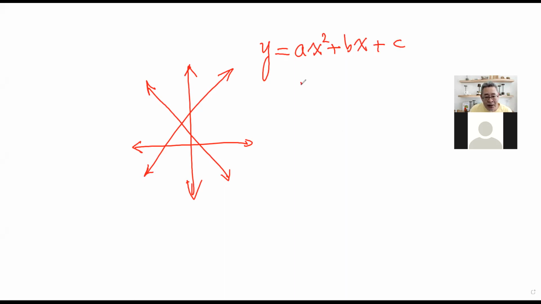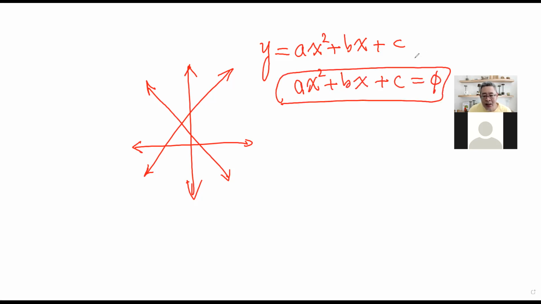Now, this is different from this. This one is called an equation, the quadratic equation. In this equation, x has to take a certain value. So x actually is not a variable. It's something we call an unknown.